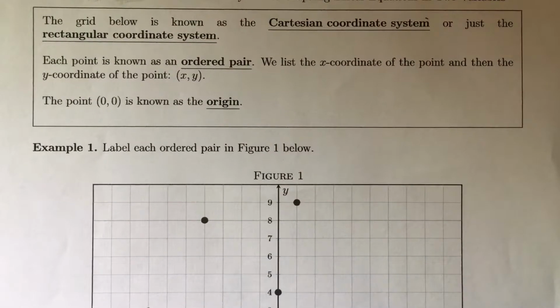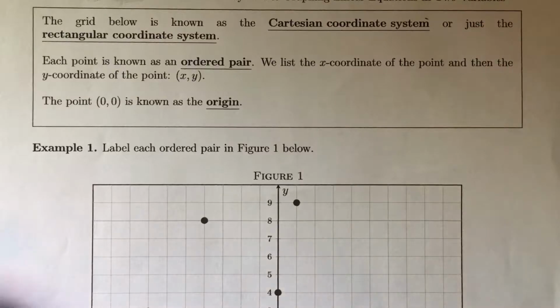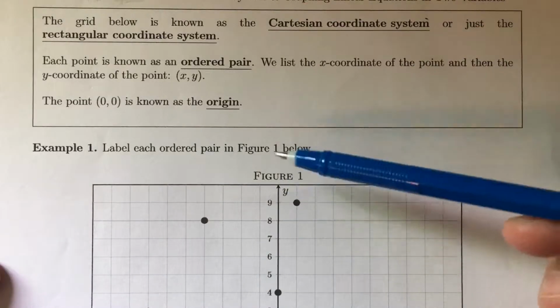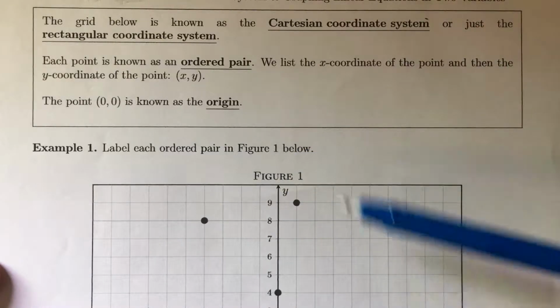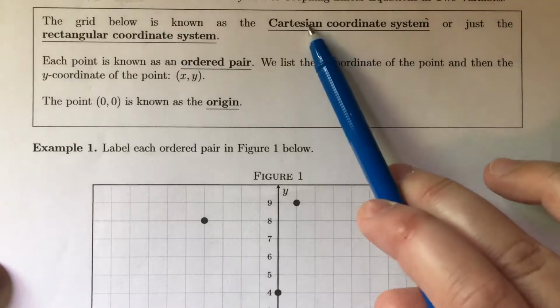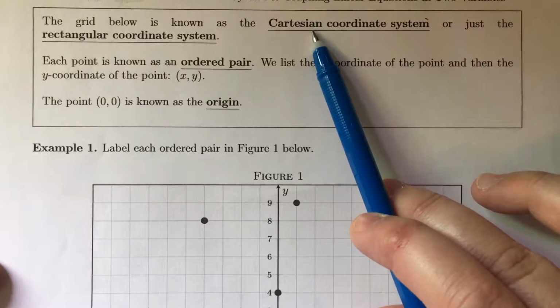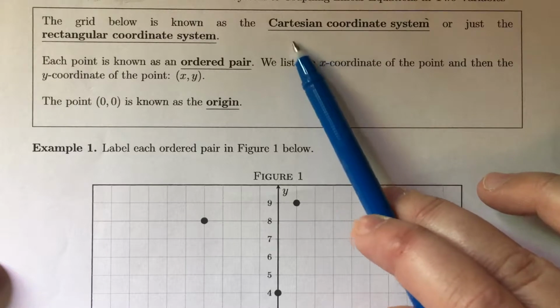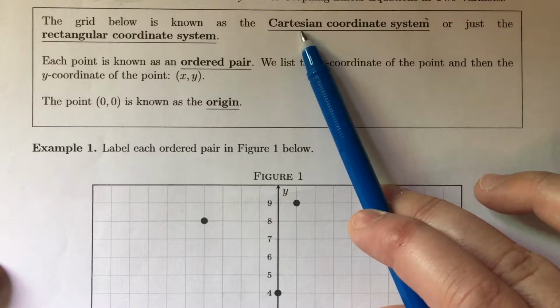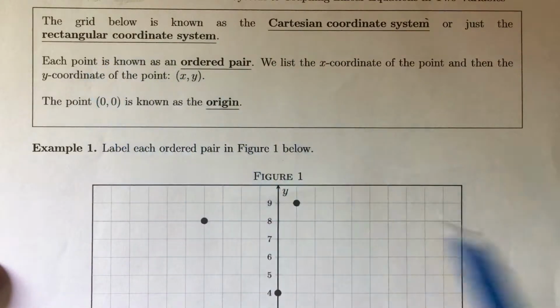It has been a while since we graphed anything, so I want to make sure we review how to graph and some terms so that we're all speaking the same language when we do some graphing. So the first thing we want to know is that when we graph with x and y coordinates, it's called the Cartesian coordinate system because René Descartes was one of the founders of this system. Or another way to look at it is rectangular coordinate system.